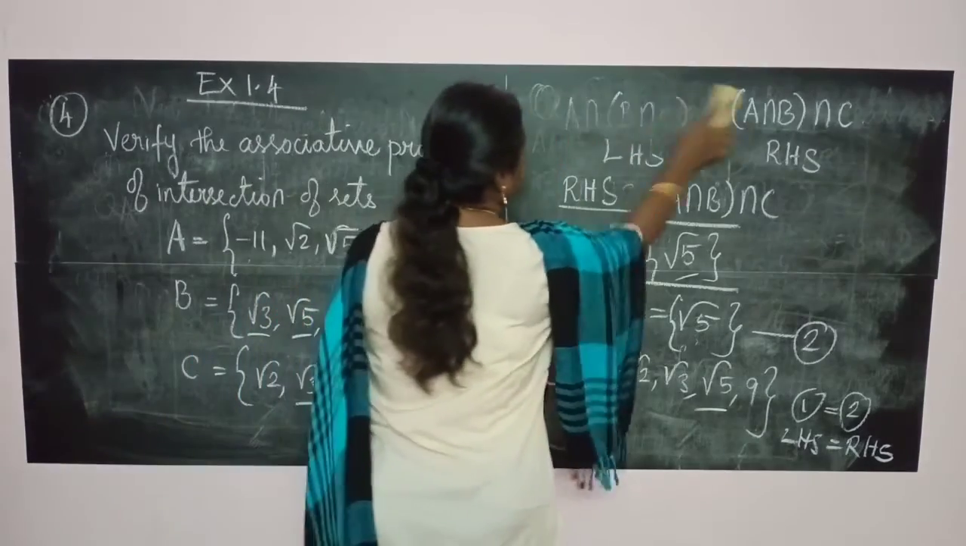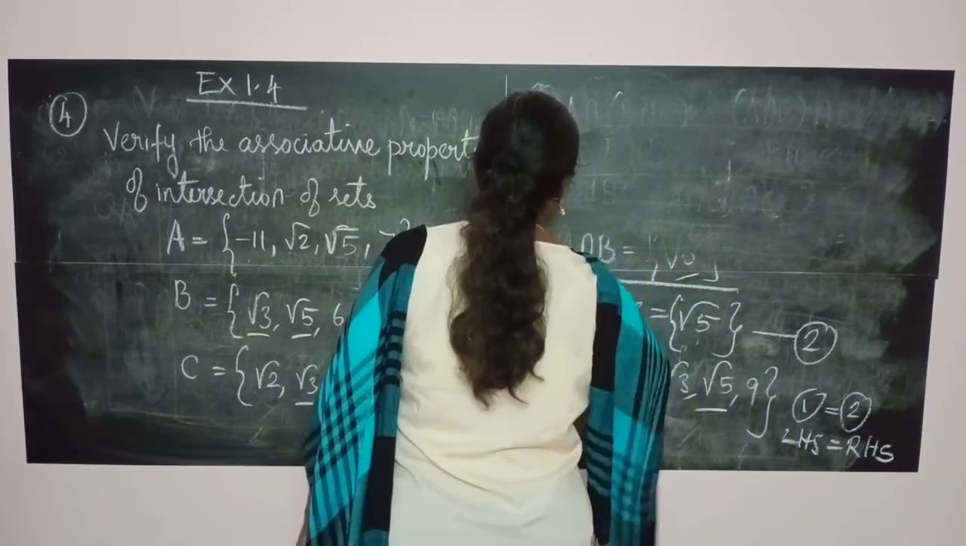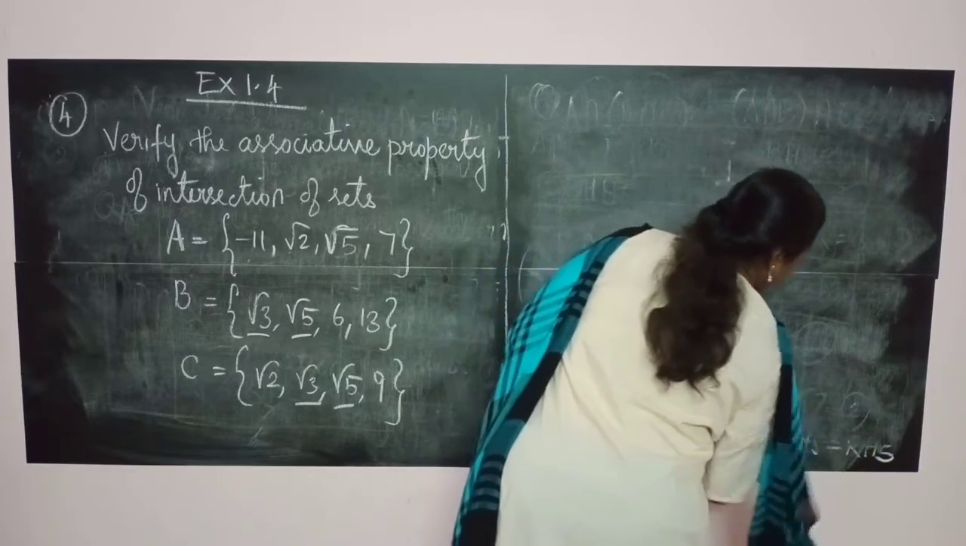Okay, now we will go for union. Associative property for union. It is not asked in the question, but for your understanding purpose, I am doing this problem.